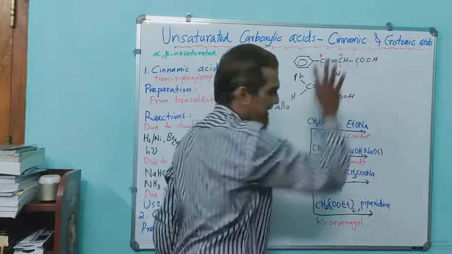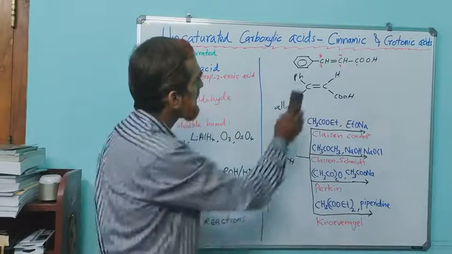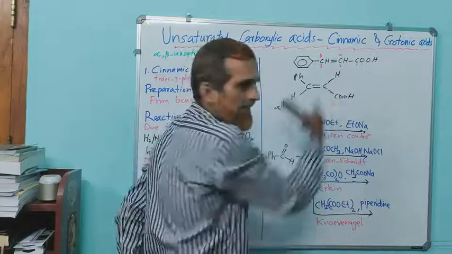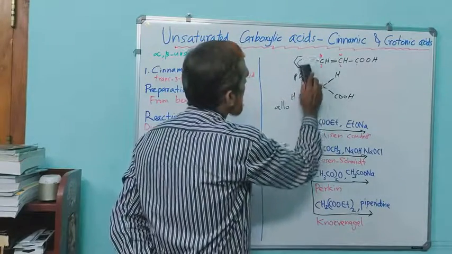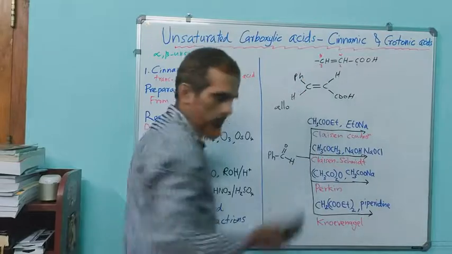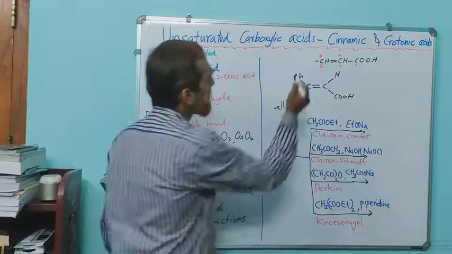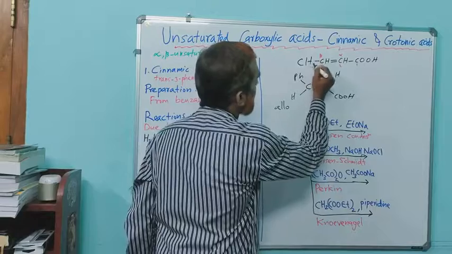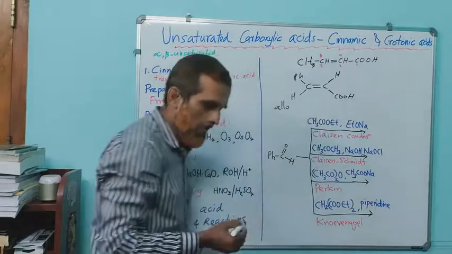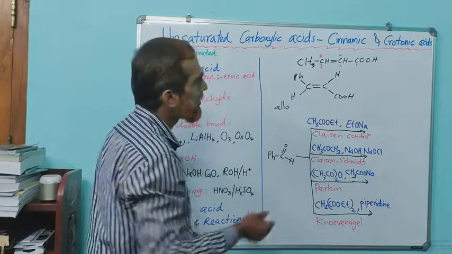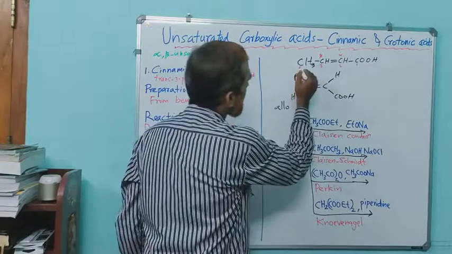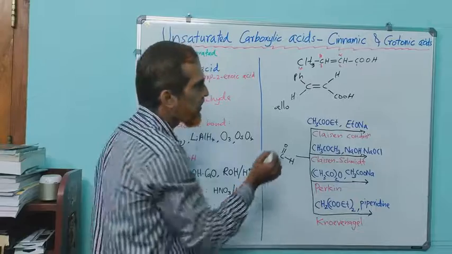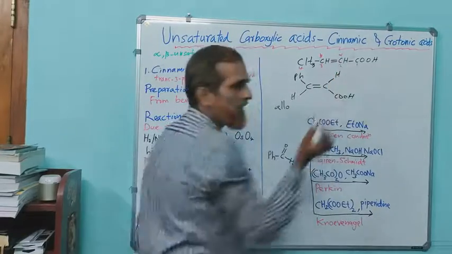Similarly, crotonic acid. What is crotonic acid? Instead of this phenyl group, if you put CH3 here, that is crotonic acid. CH3. So what about the IUPAC name? 1, 2, 3, 4. So it is but-2-enoic acid. That's it.